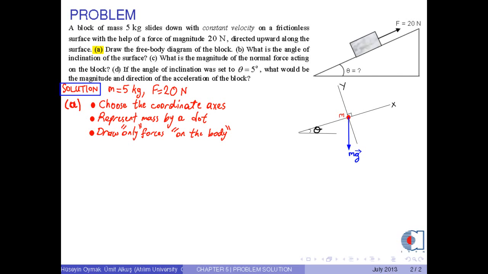Now it is suitable to decompose this force into x and y components as the following. As you see, we write only the magnitudes of these components and it is not necessary to use vector form here. Secondly, since the mass is in contact with the surface, the normal force is drawn perpendicular to the surface like this. Finally, the external force F is drawn upward along the x-axis.